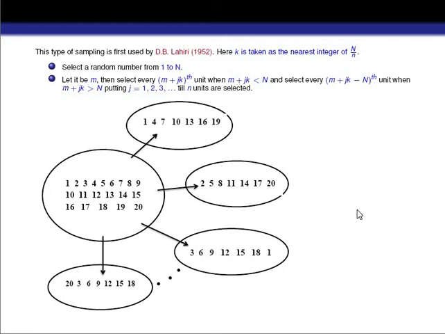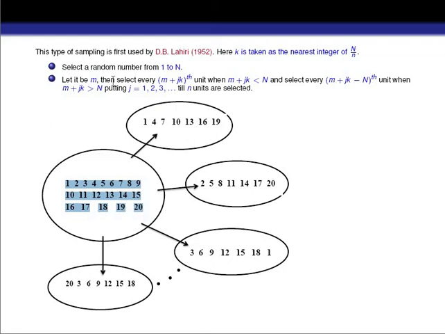In case of circular systematic sampling, we just take the value of k, that means the sampling interval, as the nearest integer of the fraction capital N by n. Now we select a random number from 1 to capital N. In our example, our population size is 20 and each of the observations is numbered from 1 to 20, so we have to select a random number from 1 to 20.